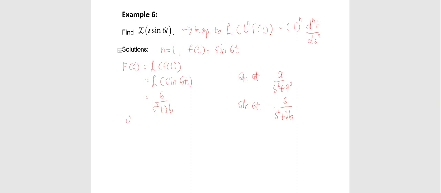So this is F(s). Because we need to find the derivative of the F function, dF over ds, since our n is 1, we just need to differentiate one time only. So d over ds of 6 times (s squared plus 36) to the power of minus 1. So this equals 6 times minus 1 times (s squared plus 36) to the power of minus 2 times 2s. So basically we will get minus 12s.